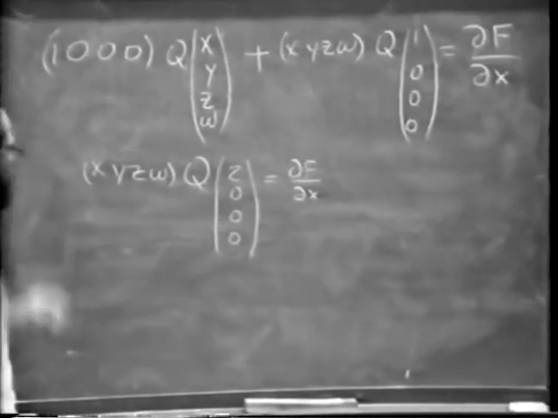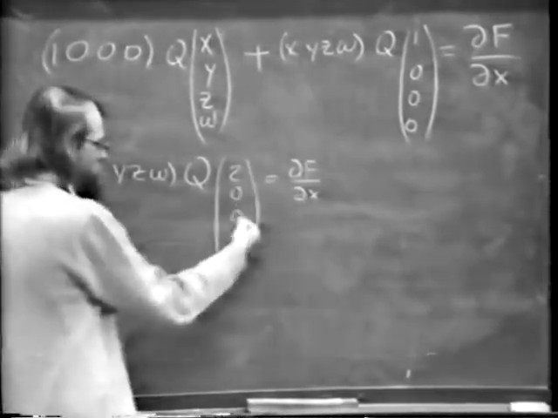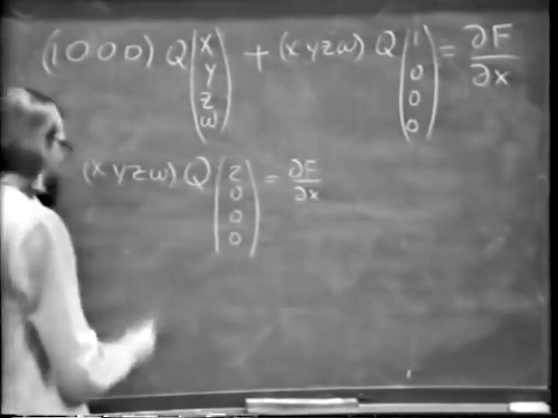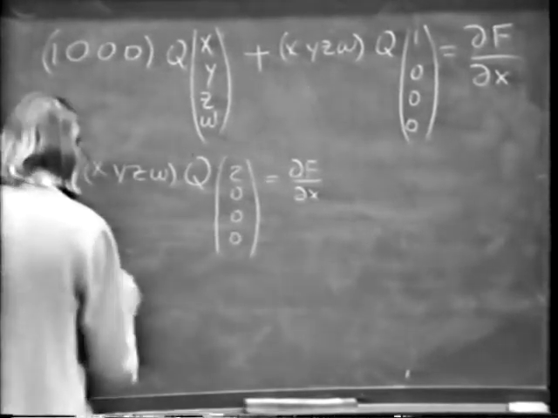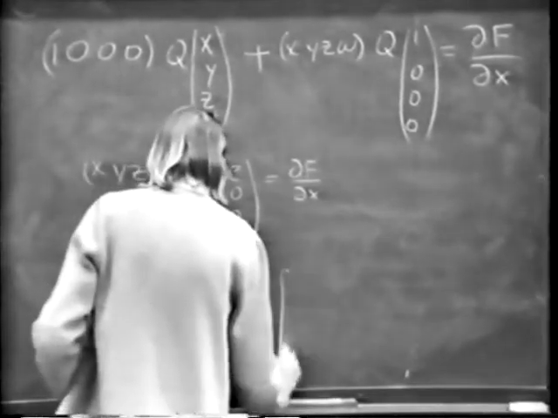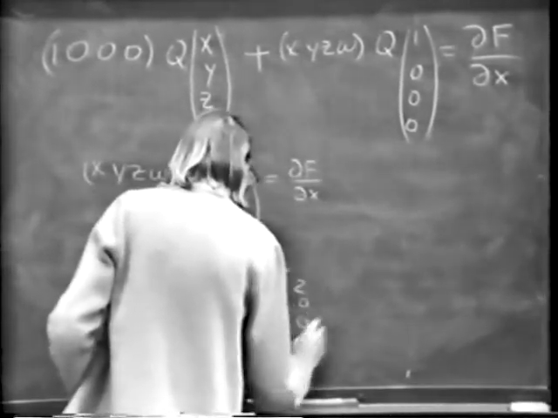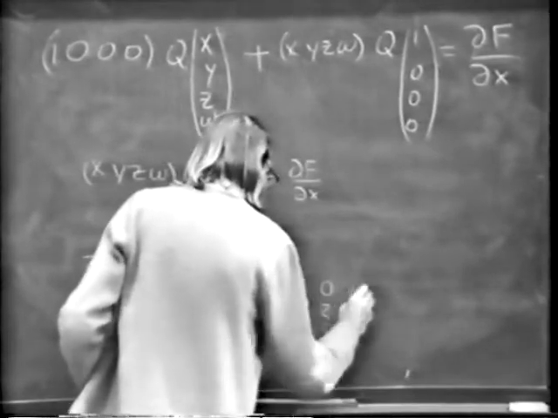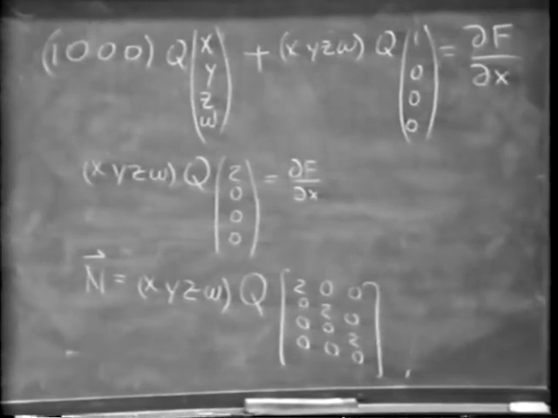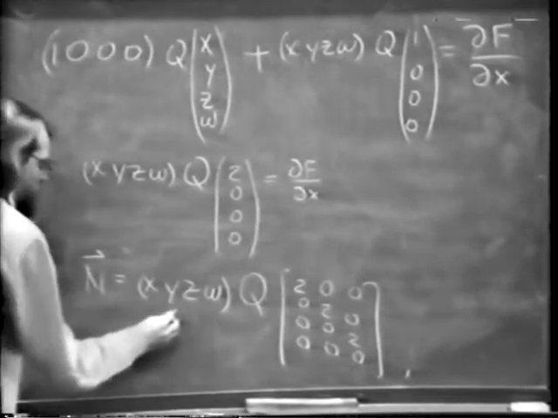Similarly, the y component is equal to blah, blah, blah, except we got 0, 2, 0, 0 here. And the z component is equal to this, except that the 2 is down here and the 0 is up here. So that is the expression for the vector normal to the surface at any desired point. Just plug in the point x, y, z, w.